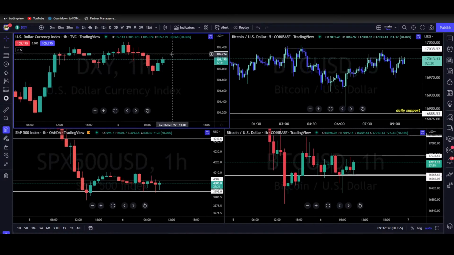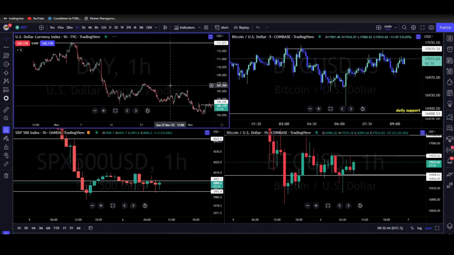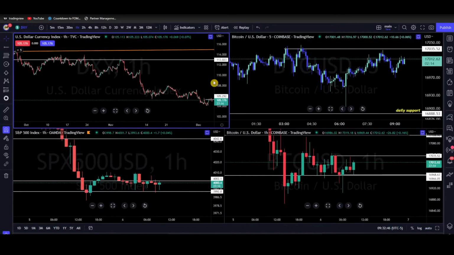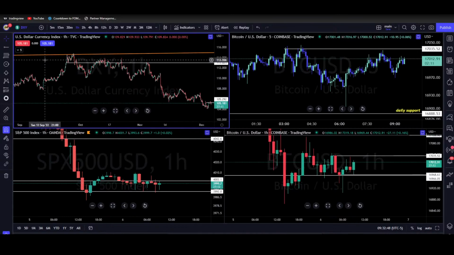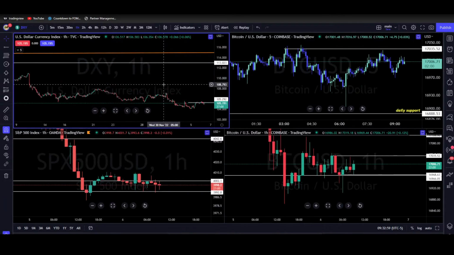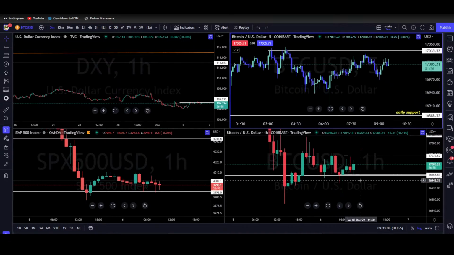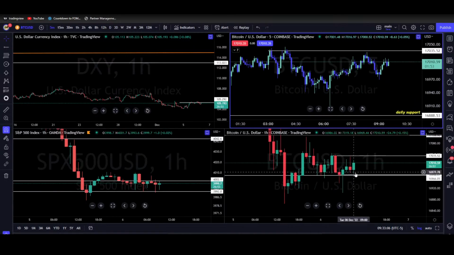I'd love to see the DXY find resistance and roll over, as it has been. And the trend is down. So you can clearly see it, right? Since we took our position here, it's been a pretty much one-sided trade. Bitcoin's purchase would have been right there, as that is your daily support level.